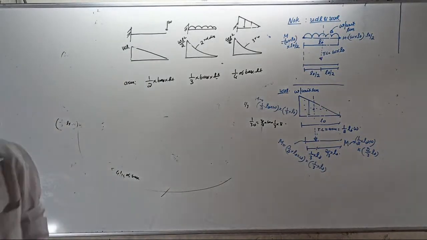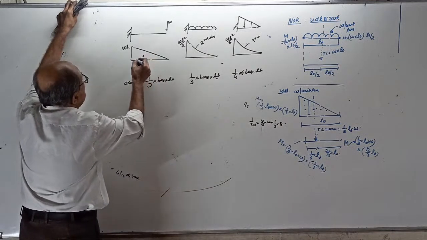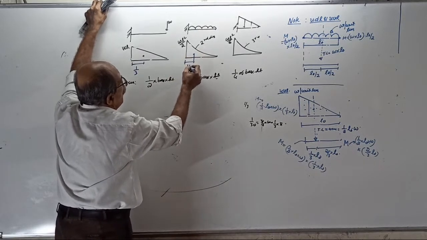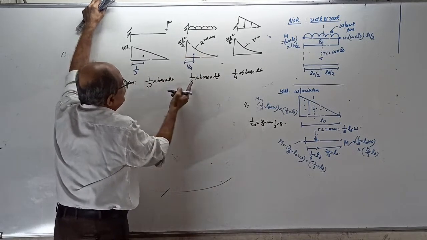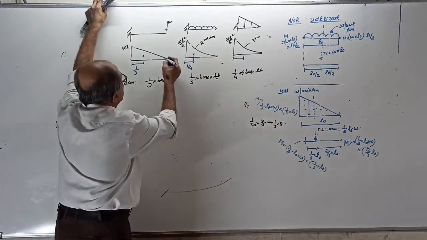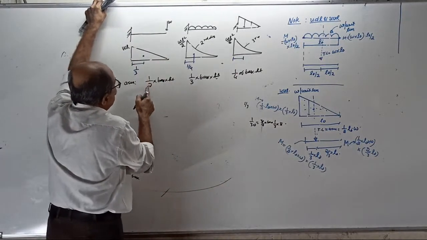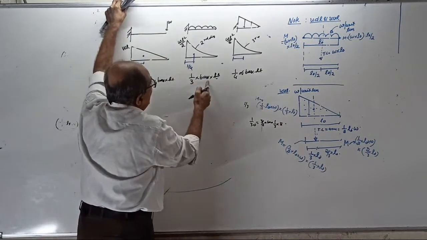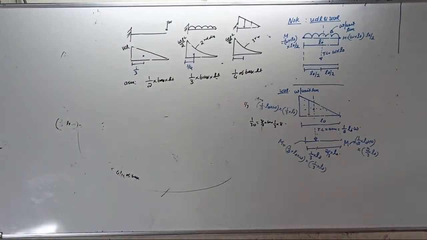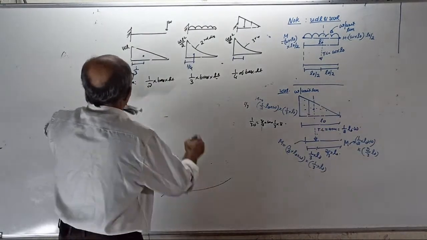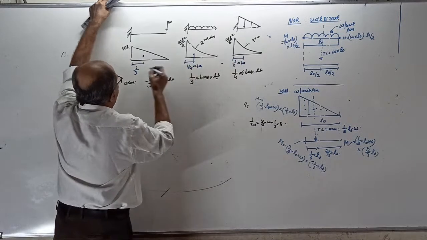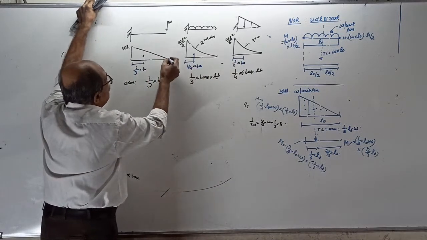Clear or not? Clear. Okay, now CG also matches. CG from here will be 1/3. CG from here is 1/4. 2 becomes 3, 3 becomes 4. Tell me, CG here from this side. But when you want moment about this point, tell me, see, 1 by 2 area, CG 1 by 3. 1 by 3 area, CG 1 by 4. 1 by 4 area, CG how much? CG, 1 by 5. Okay. 1 by 5 of base. Okay, now, but we want moment about this point.